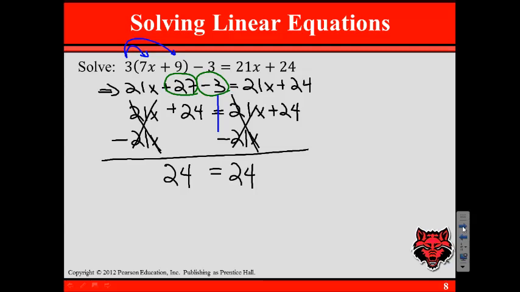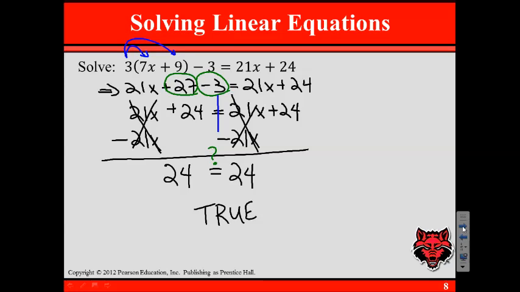And so we have to ask ourselves again, is this a true statement or is this a false statement? 24 equals 24. And this will always be true. Now, when an equation is always true, that means it doesn't matter what value we plug in for x. It could be 1, it could be 100, it could be negative 1,000, and so on. The equation will always work.